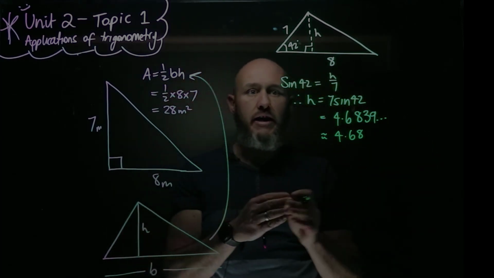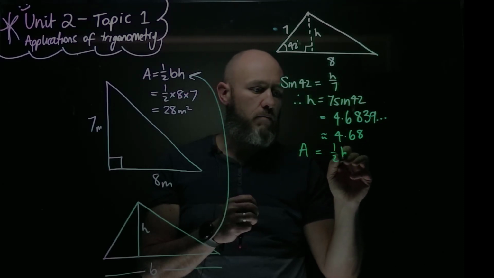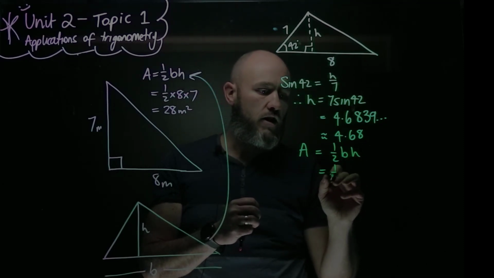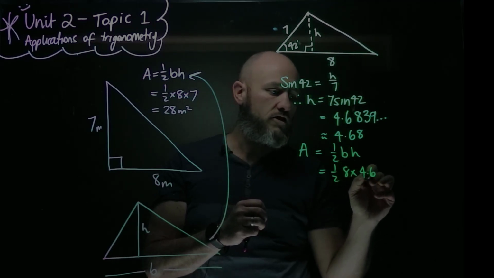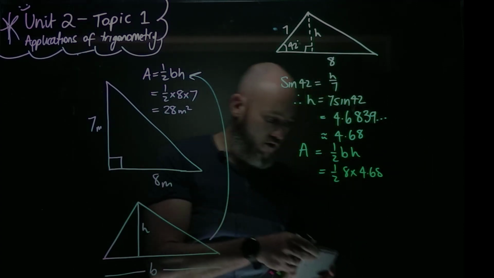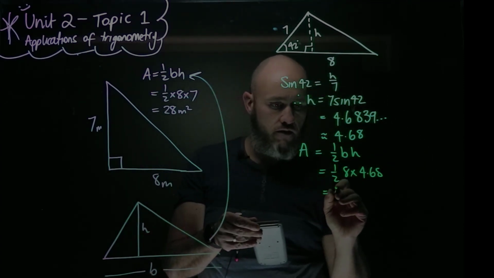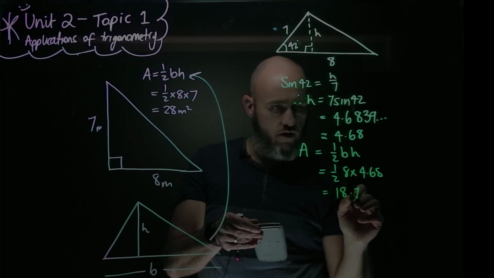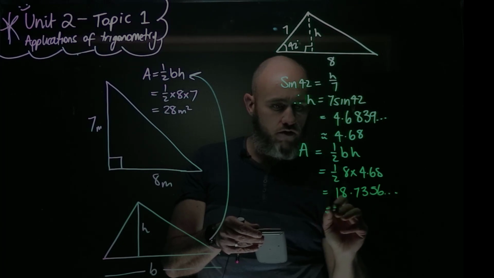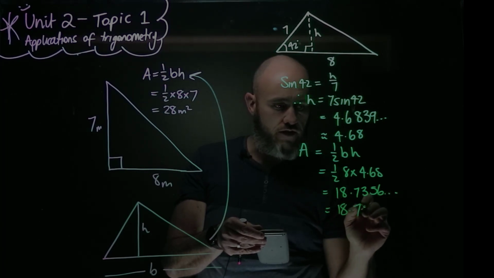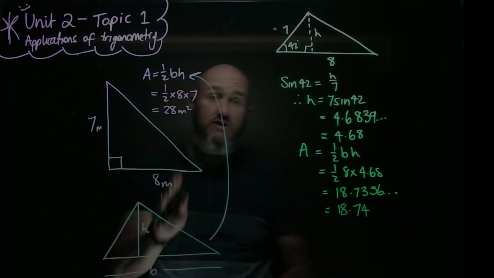And then we could use that in our area formula. Area equals a half base times height, which is a half base, which in this case is 8, times height, which is 4.68. And I can throw that into here to calculate the area as 18.7356, and so on, which is equal to approximately 18.74 units squared, whatever the units are.